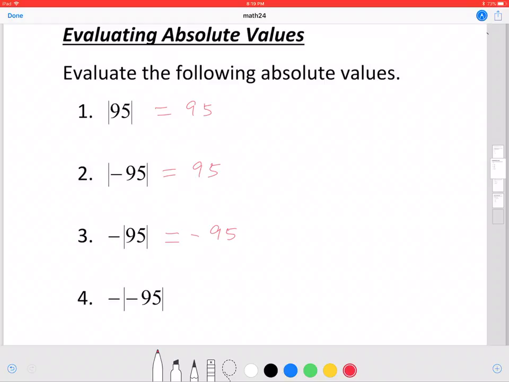Number 4, we have two negatives, and some of you may have been taught that two negatives make it a positive. Different story when you have absolute value. So here it's negative because there's a negative outside of the absolute value of negative 95, which is 95. So again, here the two negatives don't make it a positive. All right, so those are the 4 answers for this problem set.